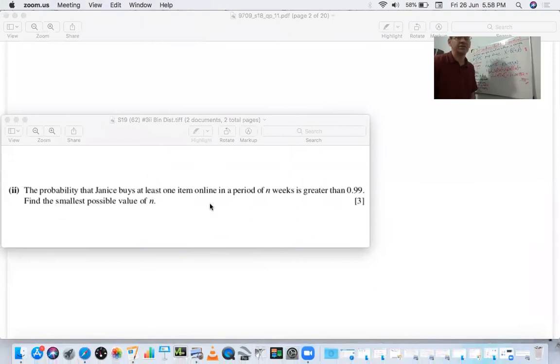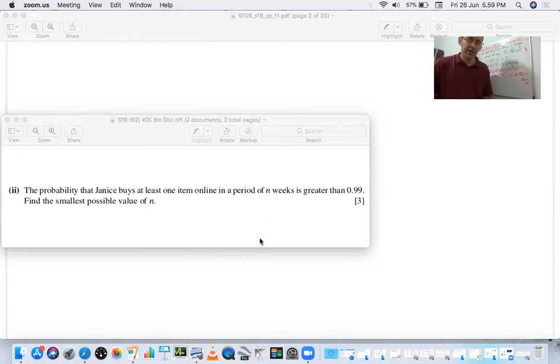And if we look at the question, it says the probability that Janice buys at least one item online in a period of n weeks is greater than 99%, or 0.99. Find the smallest possible value of n. So what is the probability Janice buys at least one item in a period of n weeks? It already gives us the answer as far as the probability, greater than 0.99. Find the smallest possible value of n.